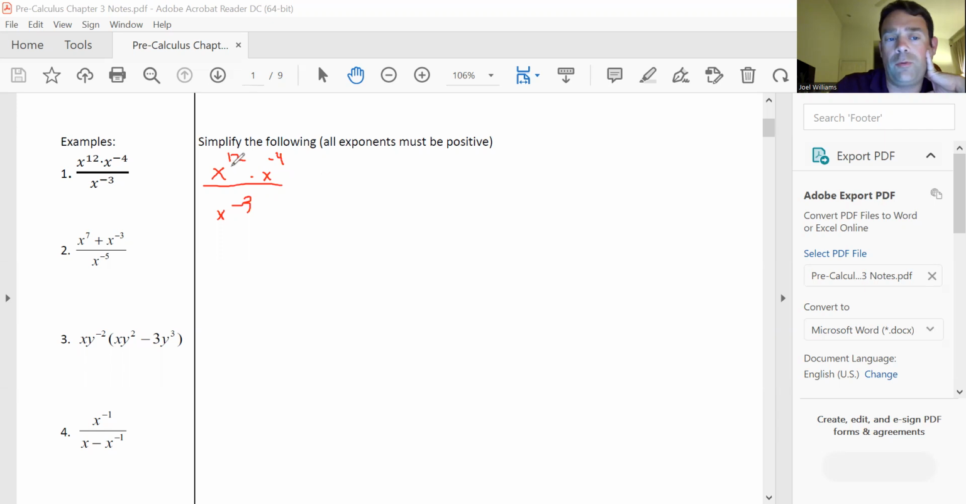So if I'm multiplying numbers with the same base, I'm going to add their exponents. So 12 and -4, that would be 8.